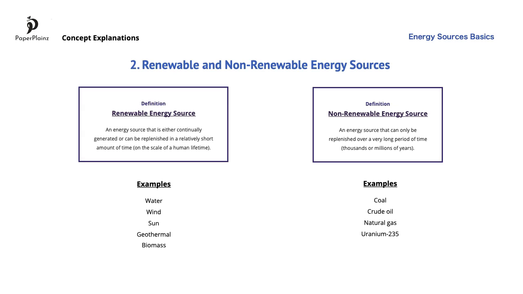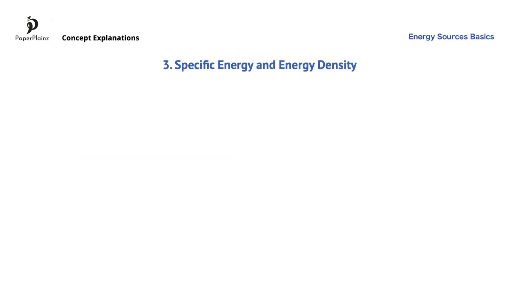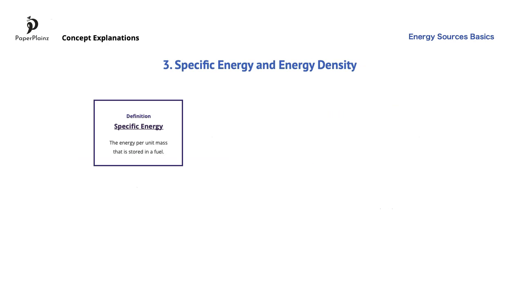The final topic in this video is specific energy and energy density. Specific energy is the energy per unit mass that is stored in a fuel. Based on the definition, the unit of specific energy is joules per kilogram. For example, the specific energy of wood is between 10 and 20 megajoules per kilogram, depending on the type of wood. This means that when 1 kilogram of wood is burned, it releases somewhere between 10 and 20 megajoules of energy.